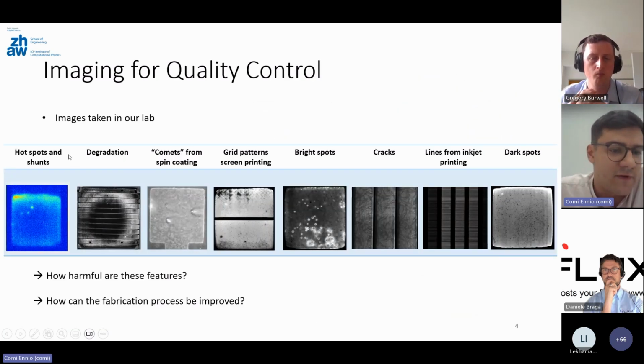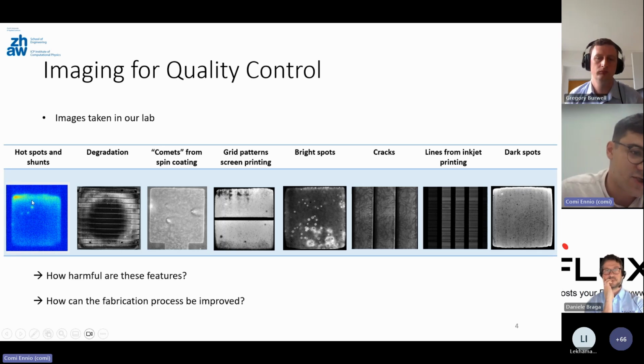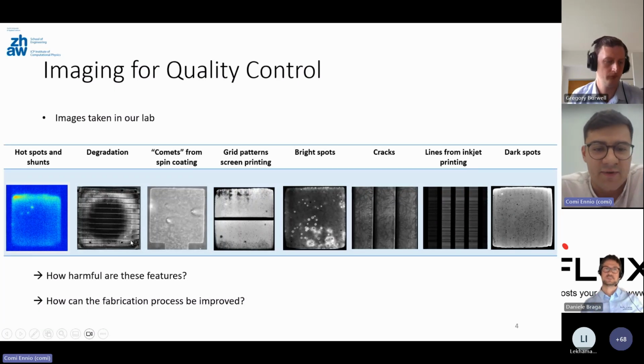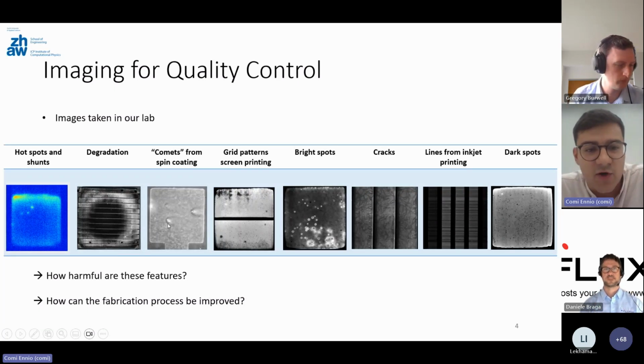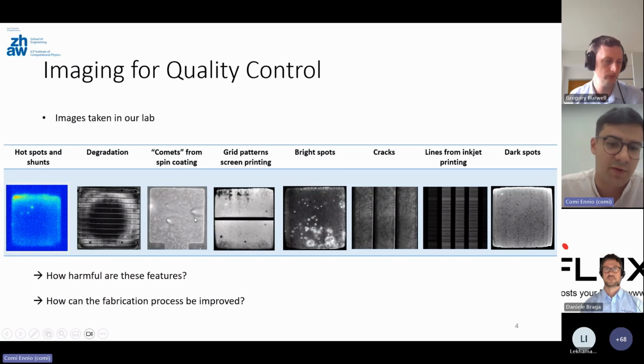And here I brought you a few of those spatial effects that we see in perovskite solar cells with different imaging techniques. So on the left, you see those typical shunts and hotspots. They're usually measured with lock-in thermography methods. We are also looking at degradation patterns here in this module with a PL image. Then we sometimes see some comet-like features, and they're coming from unwanted particles originating from spin-coated devices.